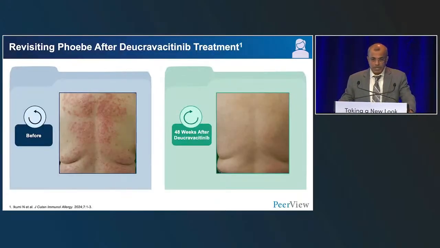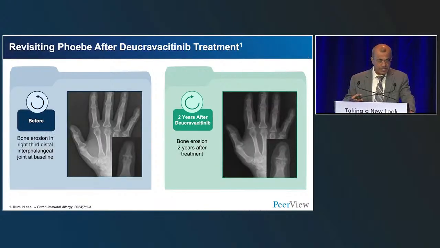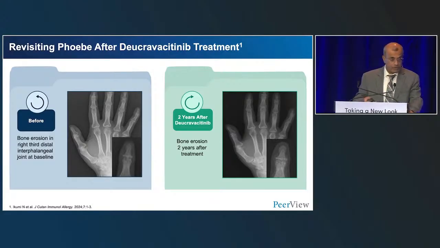So this patient actually did participate originally in the psoriasis study of deucravacitinib. It got approved for psoriasis in 2022, 3 years ago. And this is 48 weeks later. This is that her skin cleared. And interestingly, 2 years after the deucravacitinib, her erosion, which I showed you earlier, also got better to an extent.